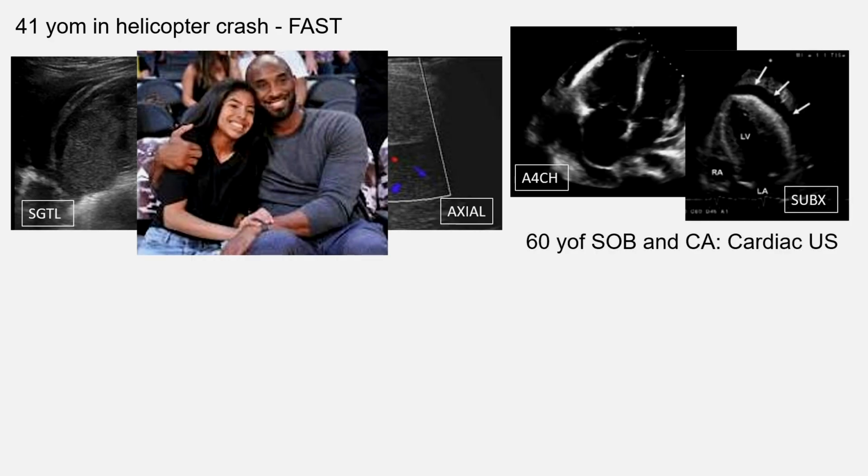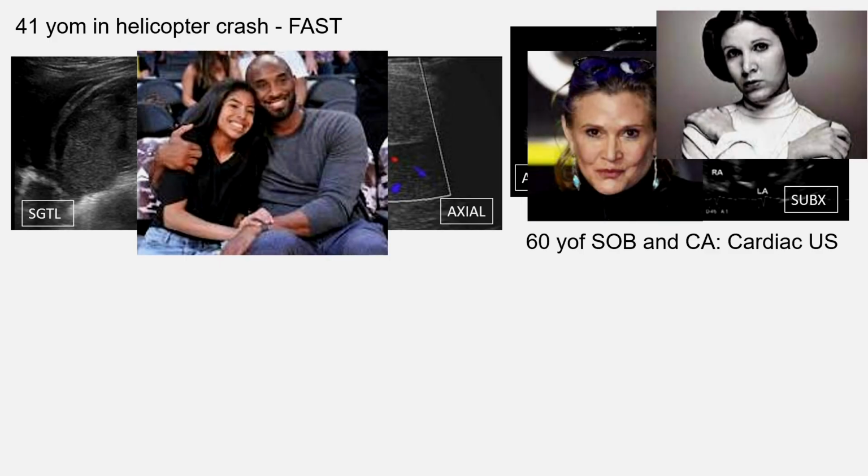These are two images, apical four-chamber view and subxiphoid view, of a cardiac scan that was done on a 60-year-old female who complained of shortness of breath and had cardiac arrest while on a flight. She ended up subsequently getting this cardiac evaluation, demonstrating normal morphology of the chamber and intact walls of the ventricle. However, we see a pericardial effusion. Later, she succumbed to pericardial tamponade, none other than Carrie Fisher or Princess Leia of Star Wars fame.